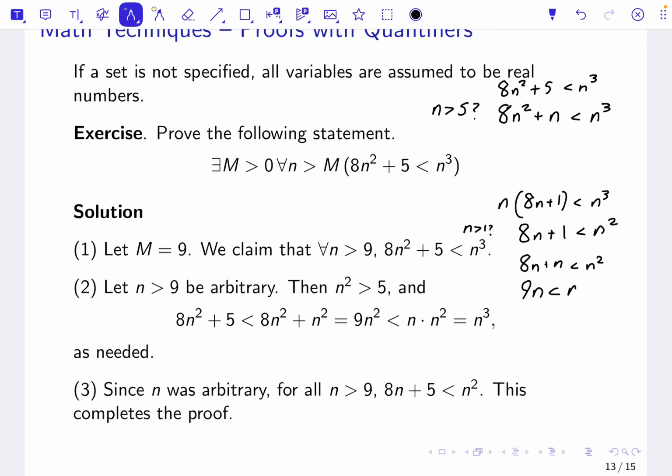9n is less than n squared. 9 is less than n, which means that n is greater than 9. We have to show that n has to be greater than some specific number. So we set that specific number in question to 9. Cool. Yeah, that was fun.